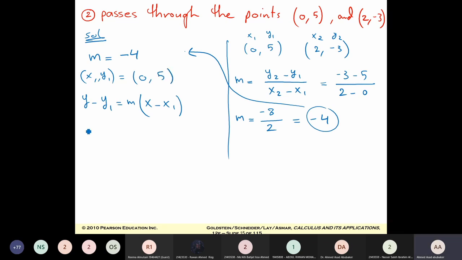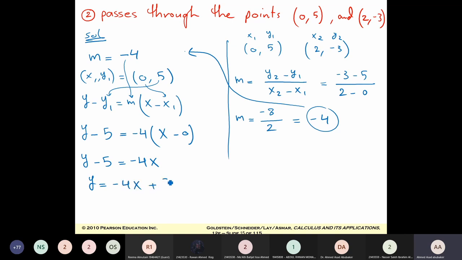Now, substitute y1 equals what? 5. Substitute m equals -4. Substitute x1, this is equal to 0. Okay, substitute x1, substitute y1, and substitute m equals -4. Now y minus 5 equals -4x. So we have y equals -4x plus 5. This is the equation of the line.